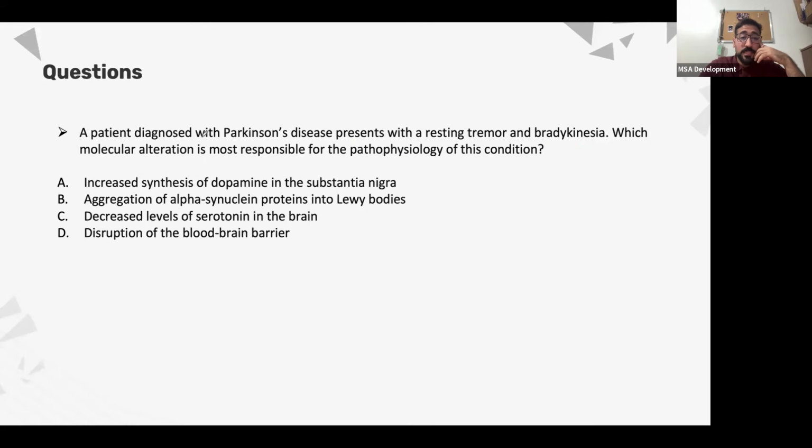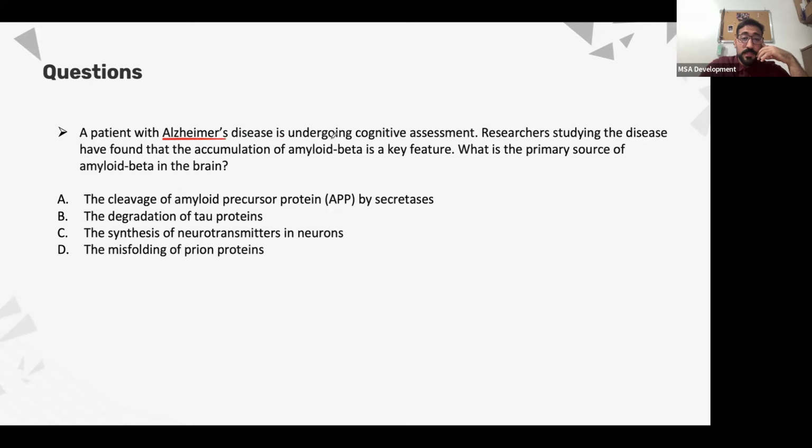A patient diagnosed with Parkinson's disease presents with a resting tremor and bradykinesia, which are symptoms of Parkinson's. Which molecular alteration is most responsible for the pathophysiology of this condition? It is the aggregation of alpha-synuclein, which after it aggregates is called Lewy bodies. In a patient with Alzheimer's disease undergoing cognitive assessment, researchers have found that accumulation of amyloid beta is a key feature. What is the primary source of amyloid beta in the brain? It is being cleaved by secretases, right, into the extracellular space.